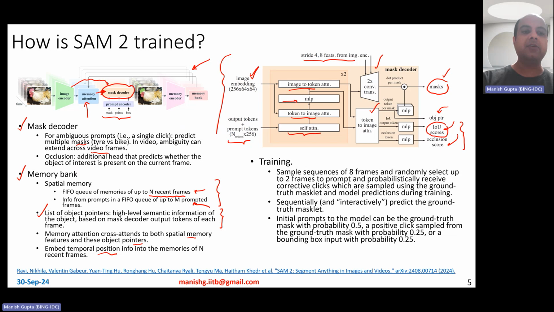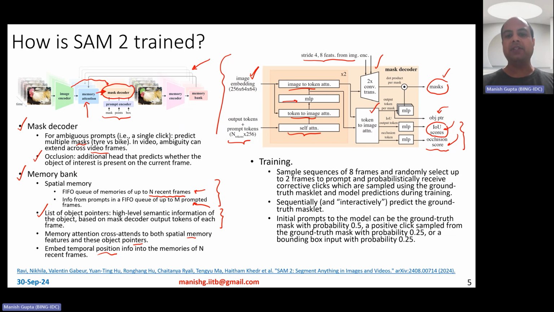Now, unlike image segmentation, in video segmentation, a particular object may just disappear in certain frames. That is why you also need an occlusion head here, so as to predict whether the object of interest is actually present in the current frame or not. So that is why you need those extra heads.